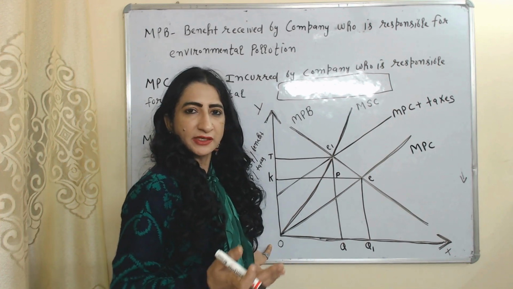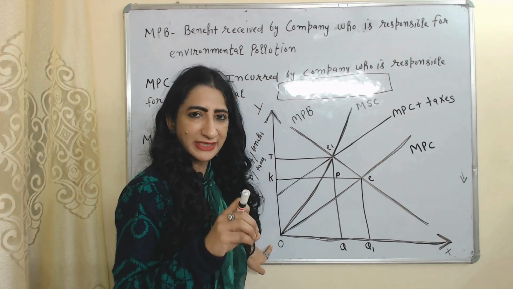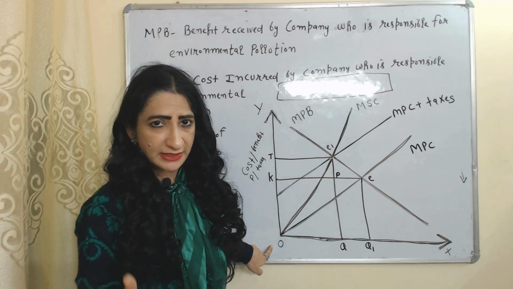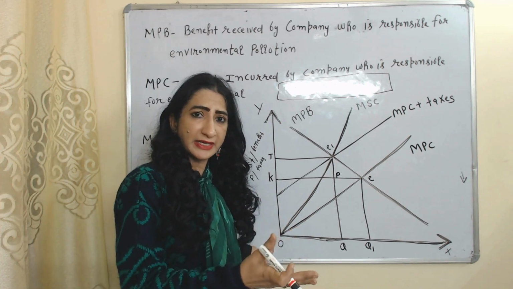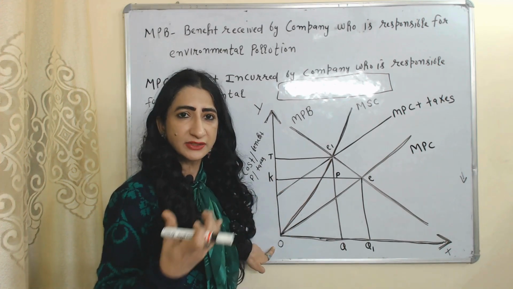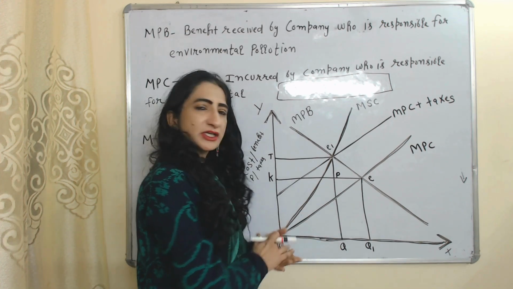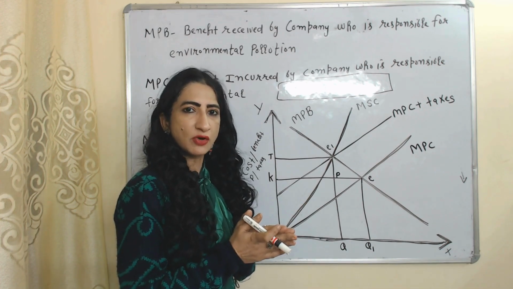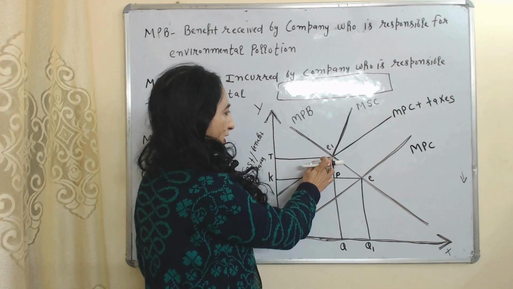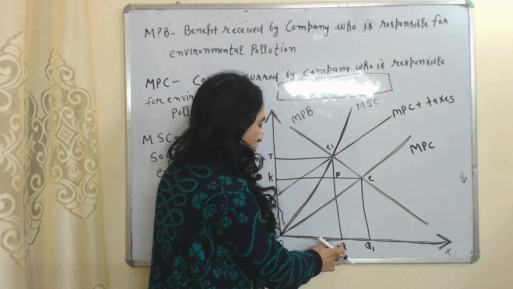Why has output reduced? Because as government imposes taxes, the cost of the company increases. As cost increases, they increase prices. As prices increase, demand reduces. As demand reduces, eventually production will also fall. As production falls, environmental pollution will also fall. So our new equilibrium point is E1 and the new output is OQ.